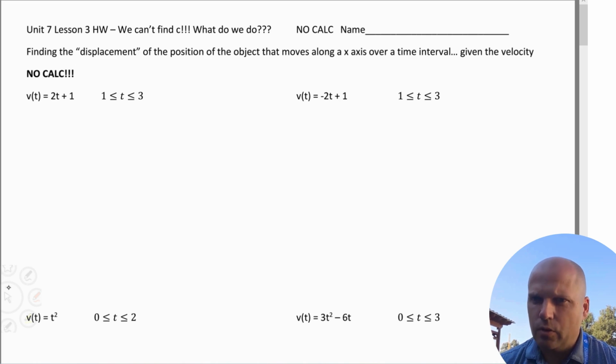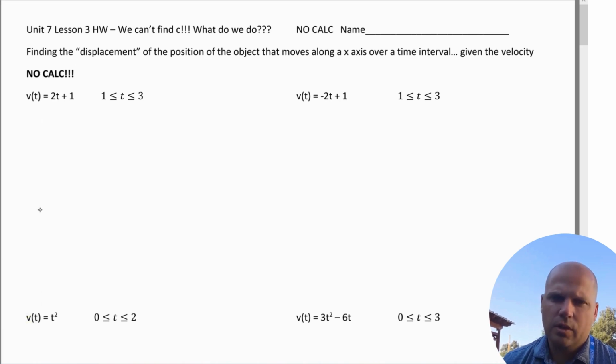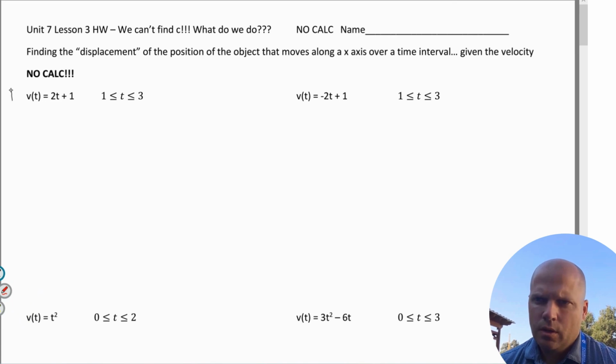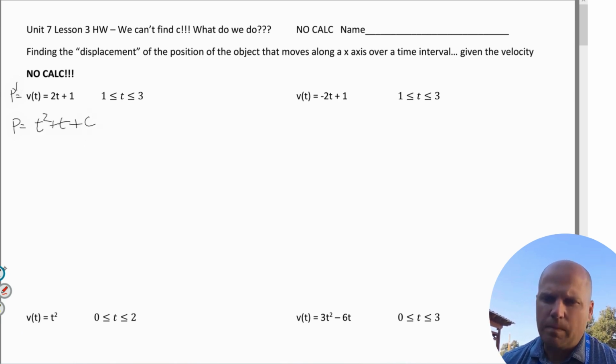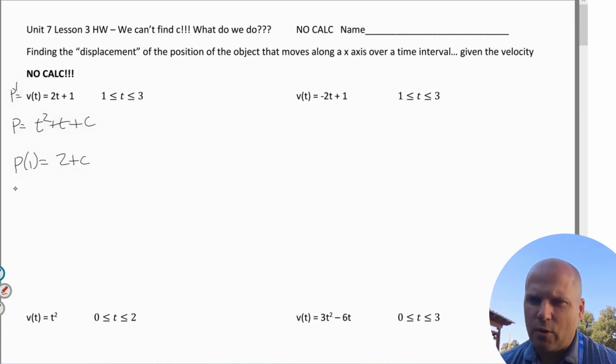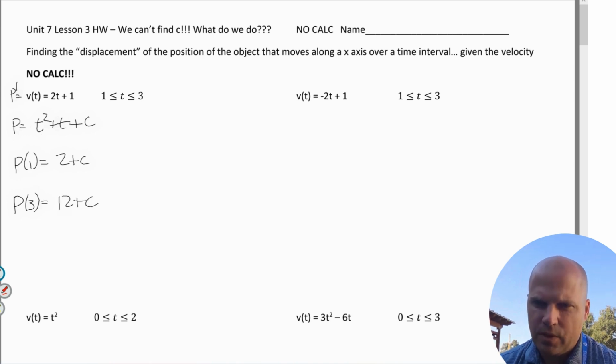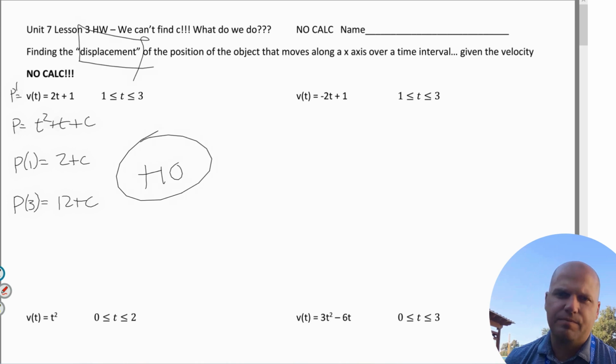What we have to do is understand this is a derivative. We take the antiderivative to find a position function. We have this plus c. We don't know what the c is. Well, turns out it won't matter because if I know my position at time 1 is 2 plus c, and I know my position at time 3 is 12 plus c, guess what? I know my displacement of position is plus 12, plus 10.